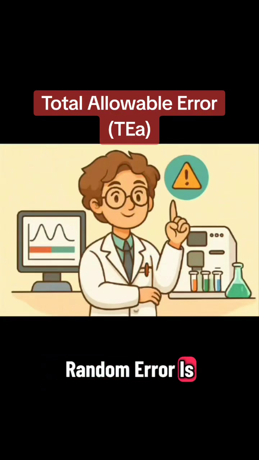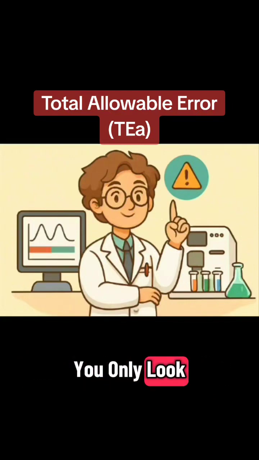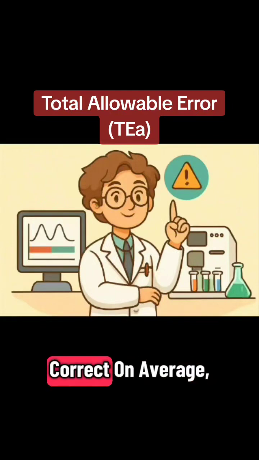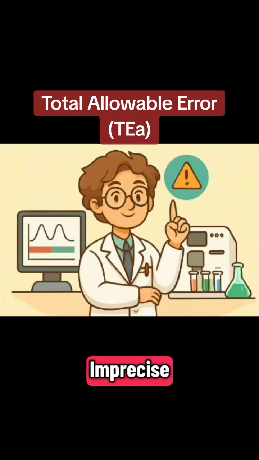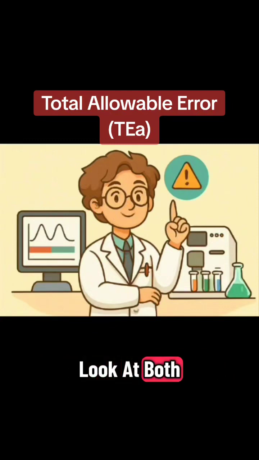Oh, okay. The random error, it's the imprecision, the inevitable scatter you see in results from all sorts of tiny variations. Like temperature or pipetting. Exactly. And if you only look at bias, you might approve a method that's correct on average, but it's so imprecise that it gives dangerously wrong results to individual patients. TEa demands you look at both the bias and the SD. That makes perfect sense. So TEa is like creating a safety perimeter around the true value.